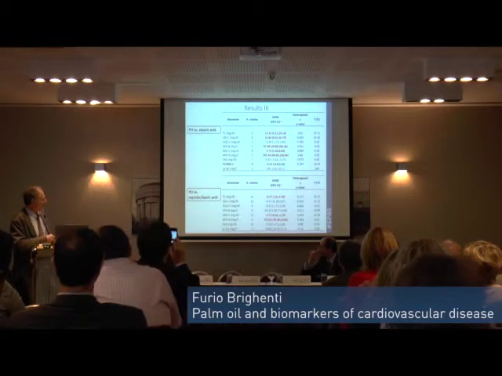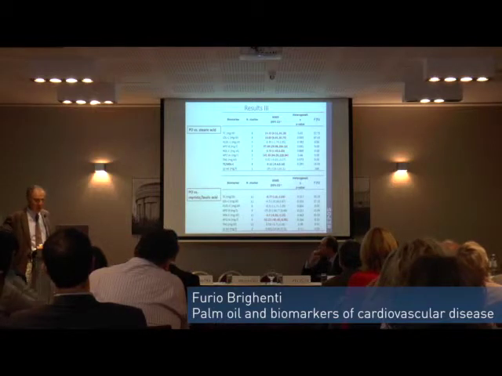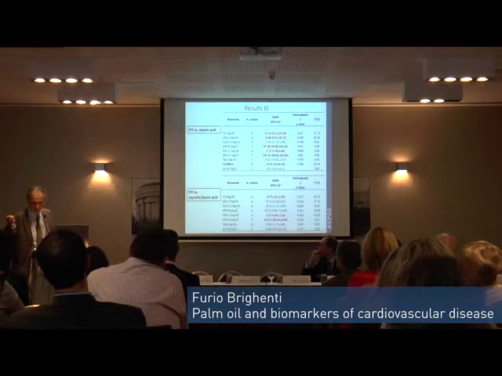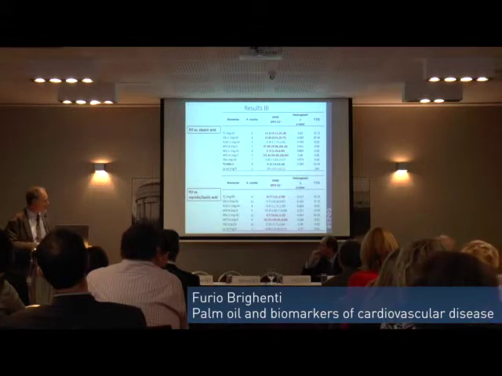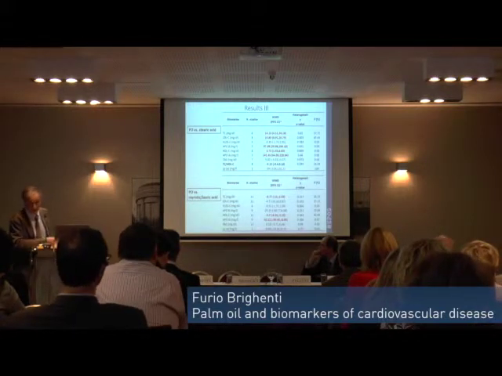And when we substitute palm oil versus myristic and lauric acids, so also tropical oils, we see a decrease in almost everything. So palm oil reduces completely all the parameters that we investigated, including HDL cholesterol.